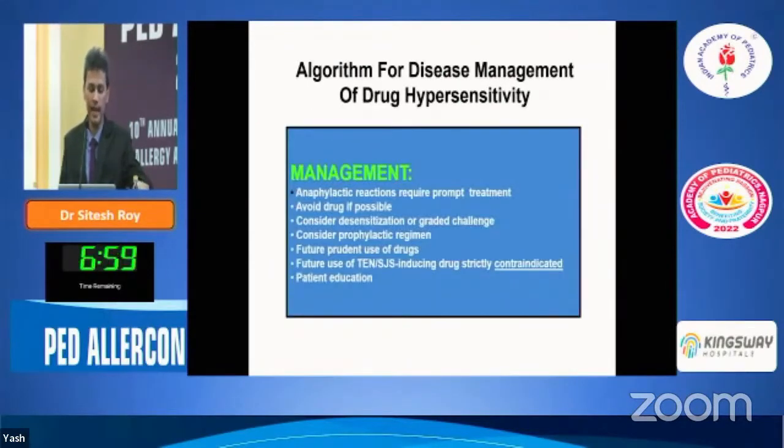When we look at the algorithm, we are again looking at identifying what would be anaphylactic so we can give them the right prevention mechanisms, including adrenaline and the entire shebang with it. Avoiding the drug where possible, that's always the top priority. And only if I get a written communication from a doctor saying that this is the only drug that will work in this situation, will I ever even consider doing a drug desensitization. Considering prophylactic regimens before you give the drugs, depending on the mechanism, future prudent use of that class of drugs, and also patient education.